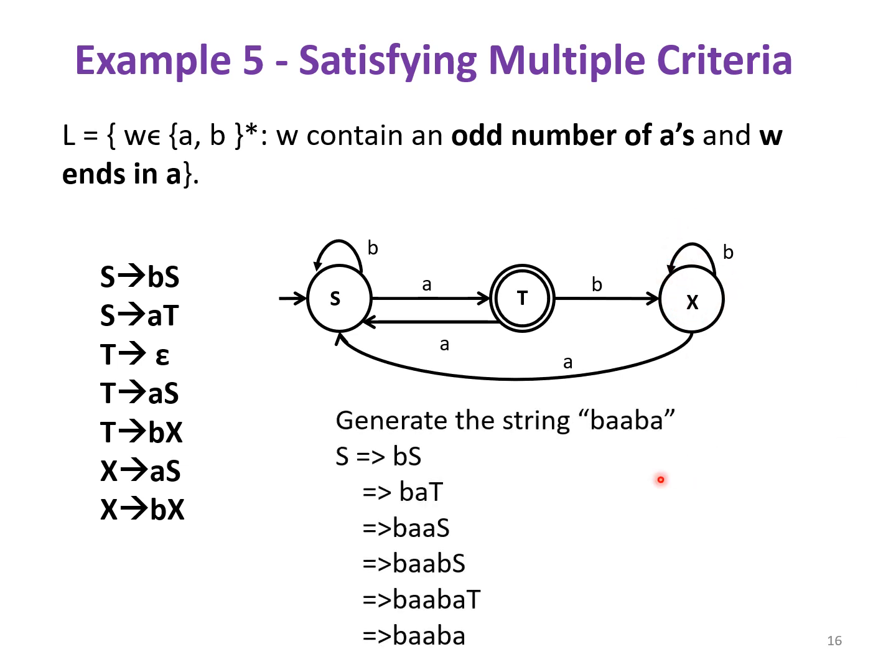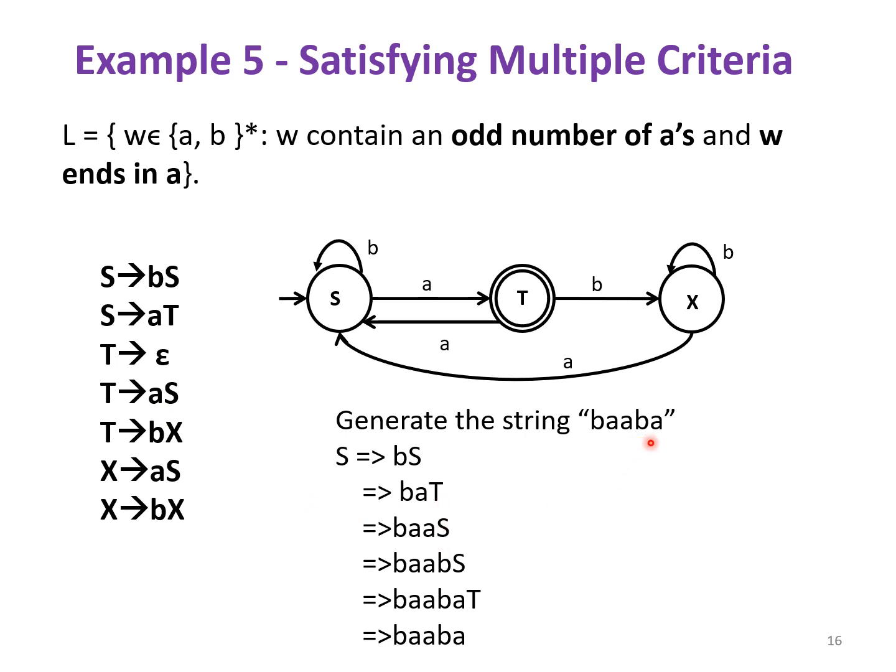So let us derive the string BAABA. Start with S derives BS, we got the first B. Then from S I need AABA. So I'll go for S tends to AT. S derives AT. So I got BA. Next is T. From T I need ABA. From T we'll go for AS. So T is replaced by AS.